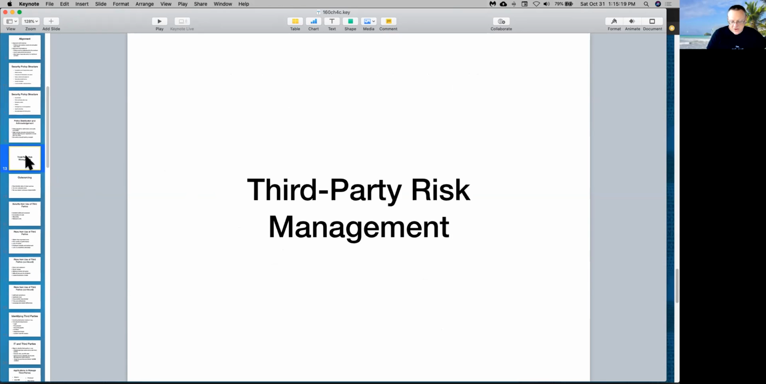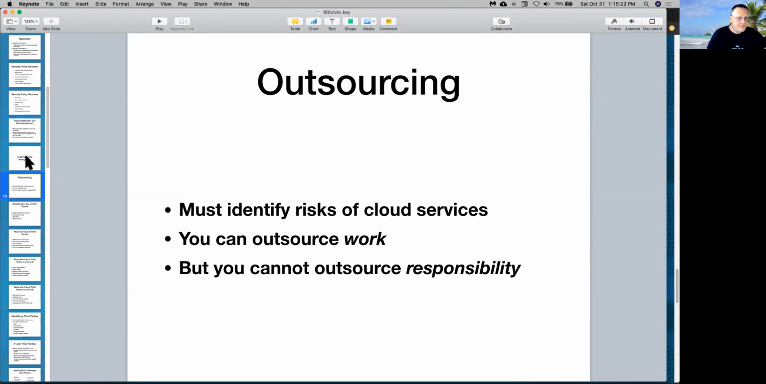And so then you get down to third-party risk management. You're outsourcing stuff. Everybody is outsourcing like crazy onto Azure, into Amazon, just everywhere. But remember, you cannot outsource responsibility. If you hire somebody else to do some of your work, like you put some of your work in another company and they do the work, you are still responsible for the quality of that work.